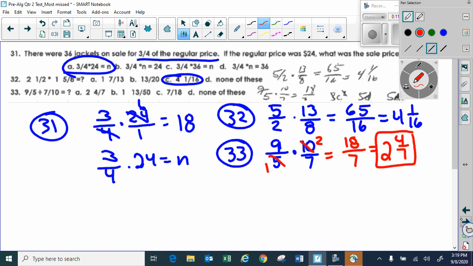Now on the test, this just gives you, ask for the answer. You could leave it as 18/7. You do not have to change it to a mixed number on the test. But 2 and 4/7, which is A right there. Okay. So we've done multiplication, adding, subtraction of fractions.